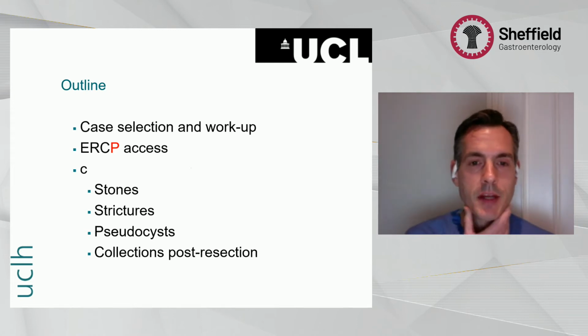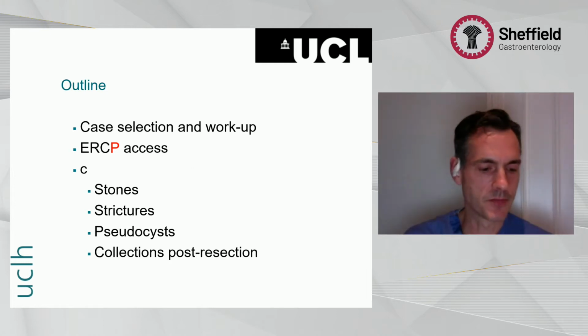So what I'm going to cover in the next 15 minutes or so is what I would consider, with my colleagues, part of the case selection and workup before we embark on any therapy for these guys. I know there's lots of fellows in the audience. They're probably no strangers to accidentally cannulating the pancreatic duct, but actually with a bit of know-how, this can be a selective cannulation of the pancreatic orifice. So I'm going to run through that for a couple of slides. And then I'm going to go through the indications for pancreatic access, so stones, strictures, pseudocysts, and just one slide on collections following a pancreatic resection.